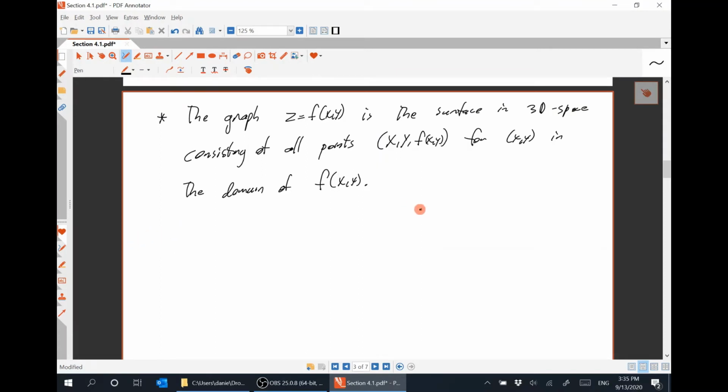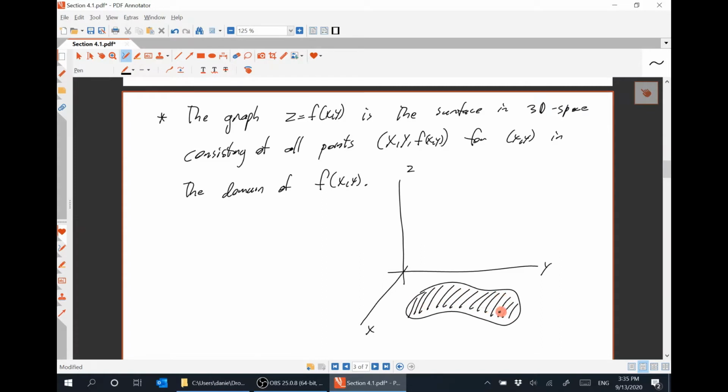So, in general, the idea is as follows. Here are XYZ coordinate axes, and supposing that this was the domain here in the XY plane, then the surface itself will be this domain sort of lifted up or pushed down into a three-dimensional shape. Right, so it's got some sort of contours, it's moving up and down.